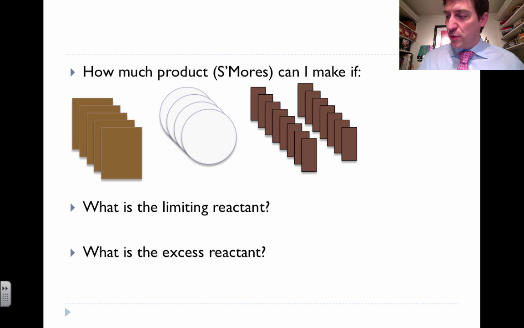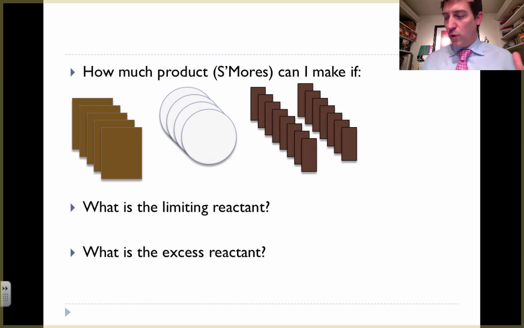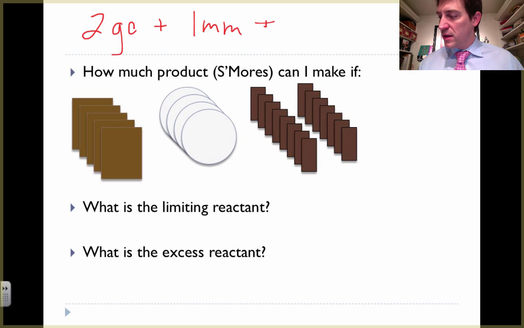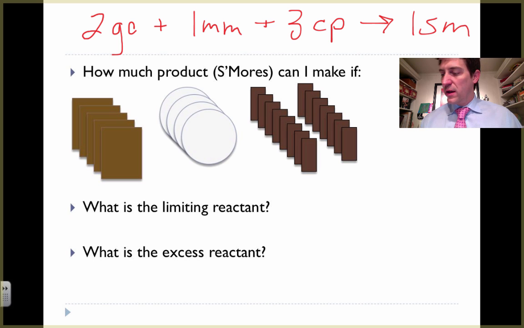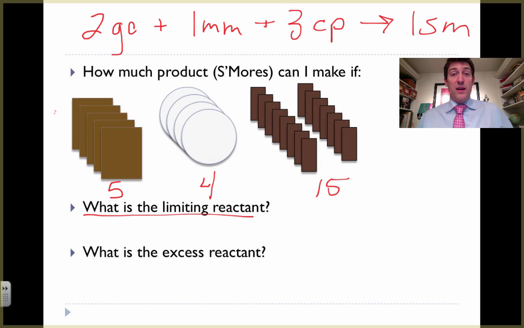So let's put our chemical equation, our recipe for s'mores, back up at the top. We said we're going to use 2 graham crackers plus 1 marshmallow plus 3 chocolate pieces to make one s'more. Now, with what we purchased at the store, 5 graham crackers, 4 marshmallows, and 15 chocolate pieces, we should be able to figure out what the limiting reactant is. If you take a moment, you'd be able to figure this out pretty quickly.